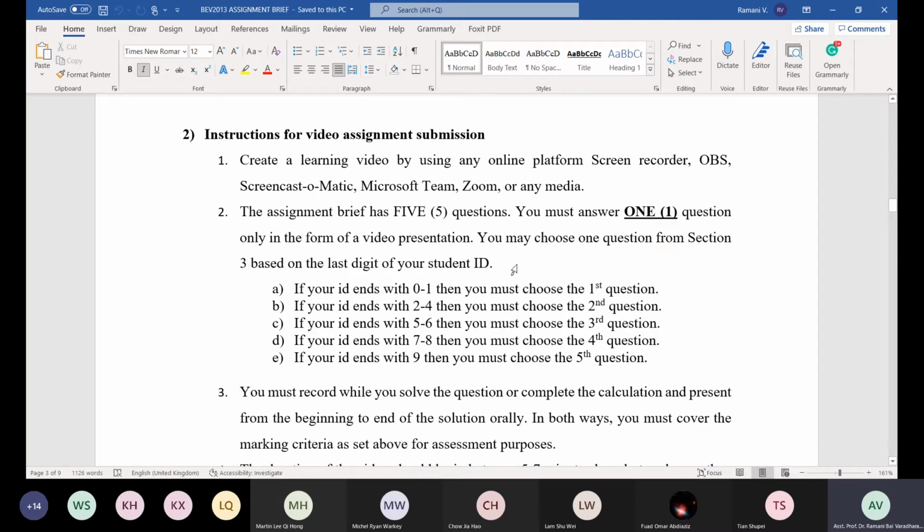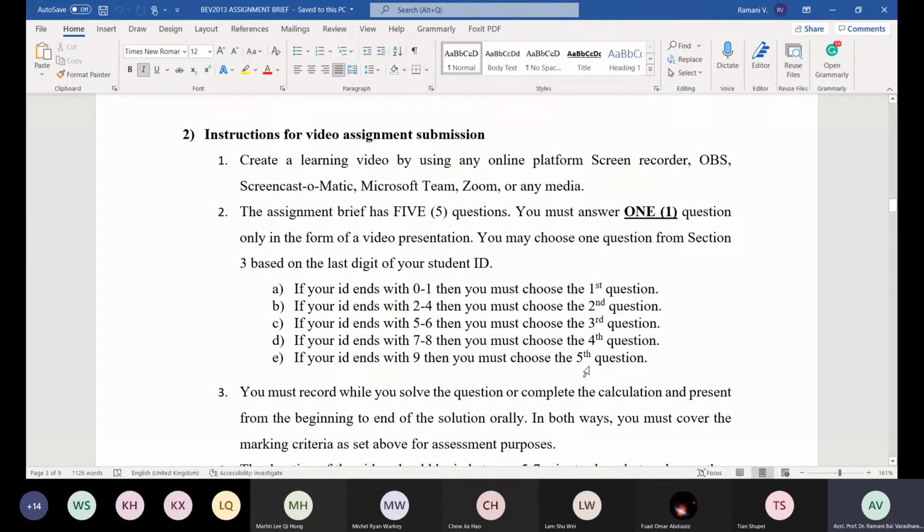You may choose one question from Section 3, based on the last digit of your student ID. Which question will you choose? To avoid plagiarism or copying anything, I introduced this. You have to choose based on the ID. If the ID ends with 0 to 1, then you must choose the first question. 2 to 4, second question. 5 to 6, third question, and so on until 9, fifth question.